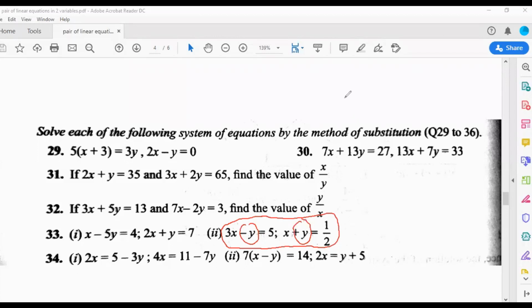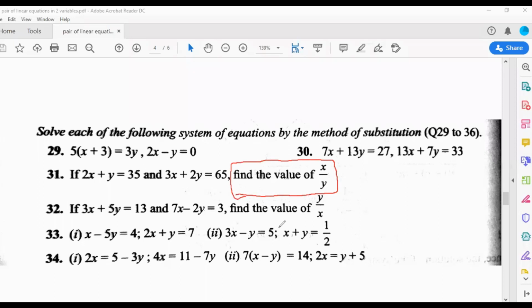If you go for removing the fractions first, what will happen is, suppose you multiply with 2, it will become 2x plus 2y is equal to 1. Then the coefficients are not equal: 2x, 2y, and here 3x minus 1y. Then you have to do one more step. So here, first you add the equations. And here, look, find the value of x by y.